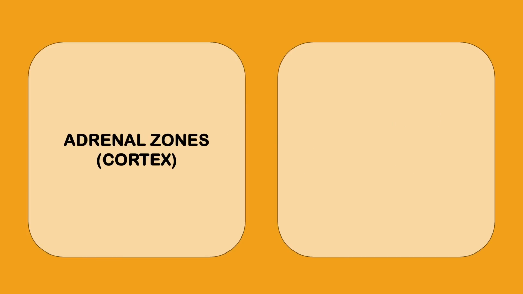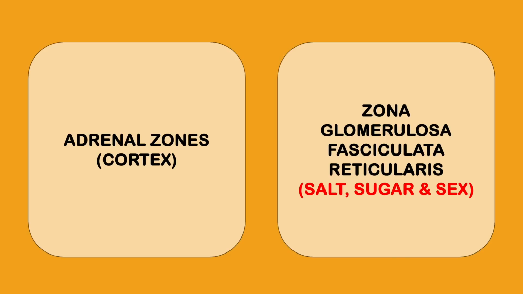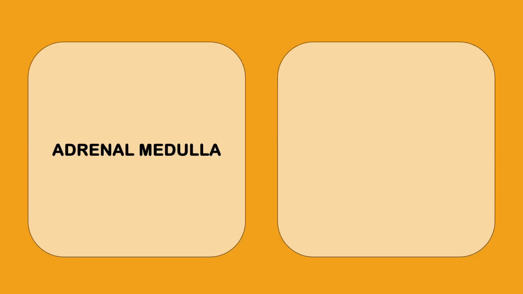Adrenal cortex zones: zona glomerulosa, fasciculata, reticularis, GFR. What do they make? They make aldosterone, steroids, and sex hormones. So salt, sugar, and sex. Adrenal medulla produces catecholamines.